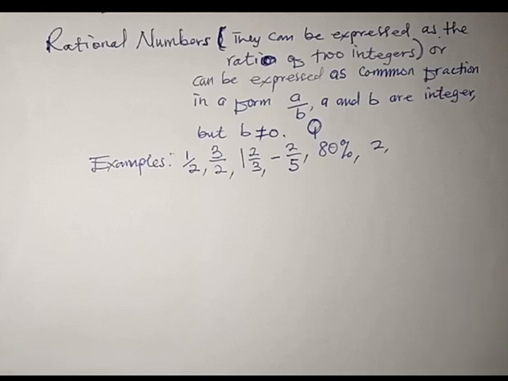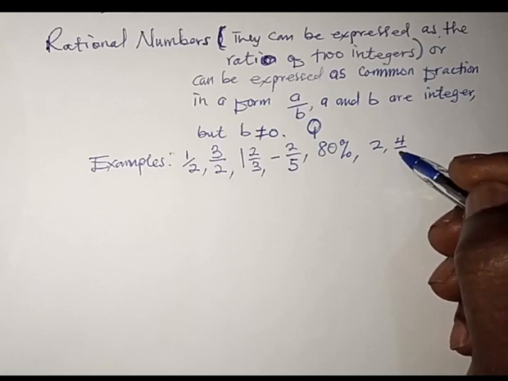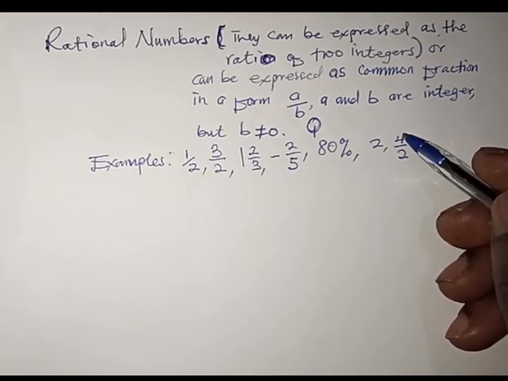Most of the time, when you say rational numbers and give students whole numbers, they argue that we said rational numbers can be expressed as a common fraction or quotient of two integers, so why are you giving me whole numbers? Because a whole number is not written in fraction form. But they have forgotten that all whole numbers can also be written in fraction form. If I give you 2, I can write 4 divided by 2. This is what? Improper fraction.